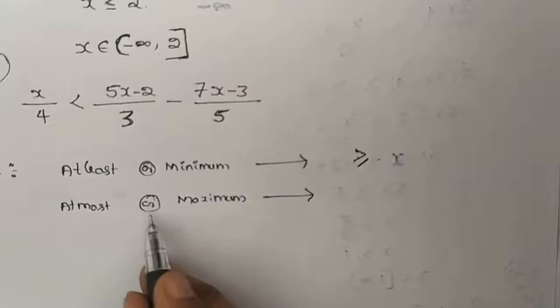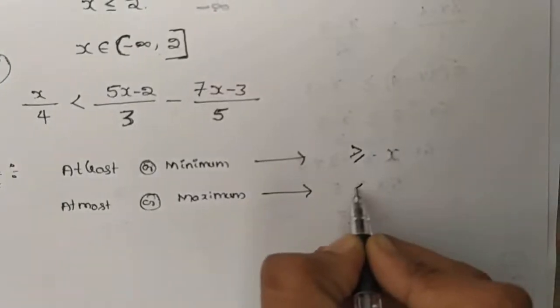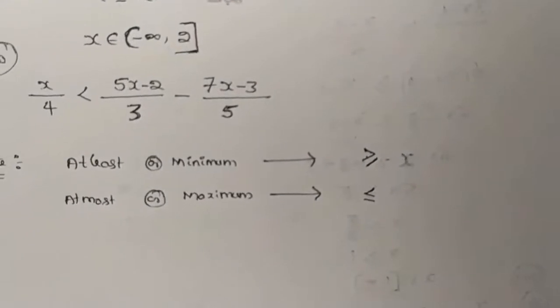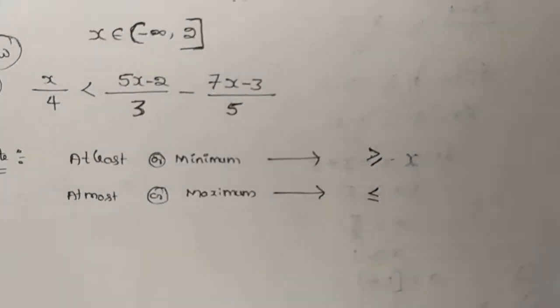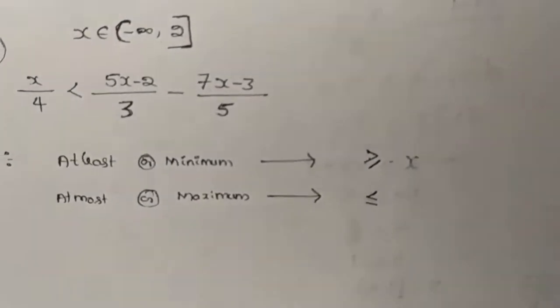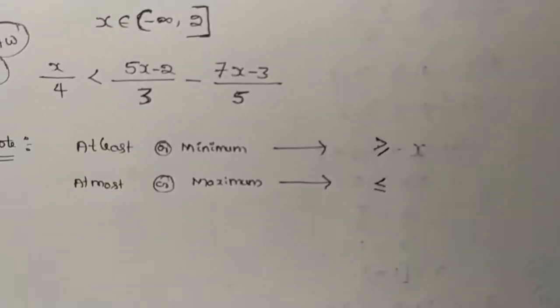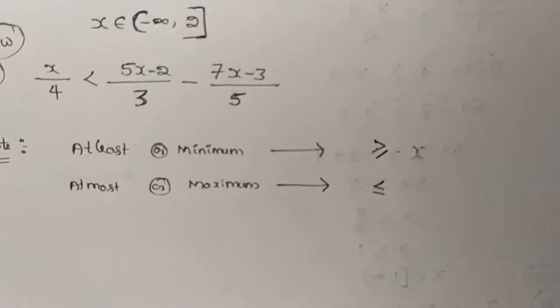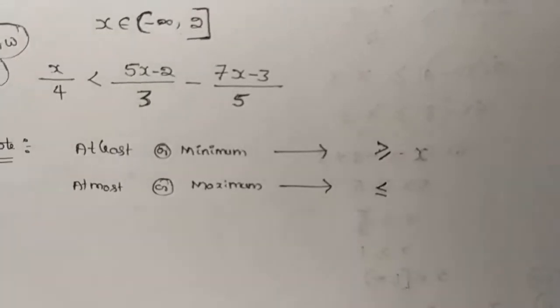What about at most or maximum? We have to use the less than or equals to symbol. Depending on these keywords, at least, at most, minimum or maximum, we are going to solve some problems. Two problems are there. Let us solve both questions.